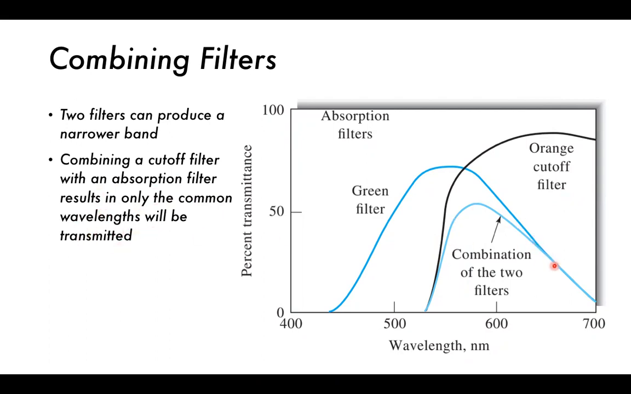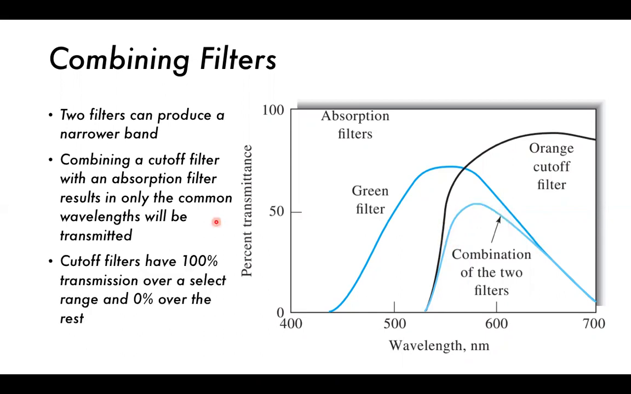So the combination here is a less than. For example, the light that might have been transmitted by the green filter is cut off because of the presence of this orange cutoff filter. So all of this light is cut out. Beyond that, the orange filter allows most of the light to pass through, except here in the green part where the intensity is reduced and a lot of it is absorbed and removed. Cutoff filters typically have approaching 100% transmission over a select range and 0% over the rest. It's not immediate, but you can see that it starts to allow a lot of the light to pass through.